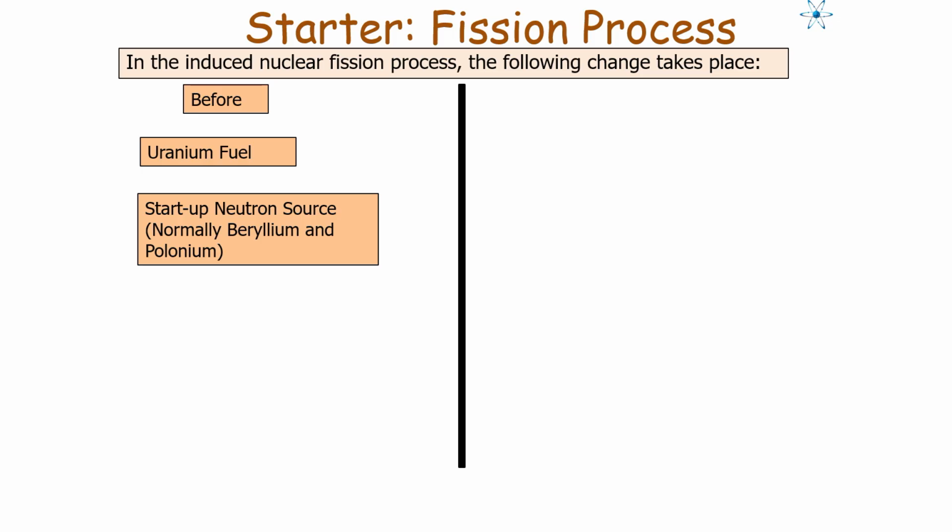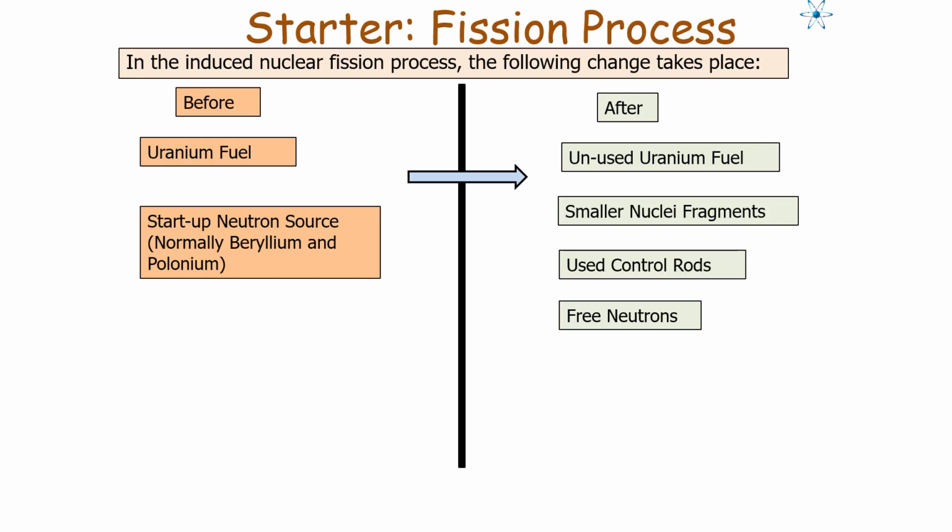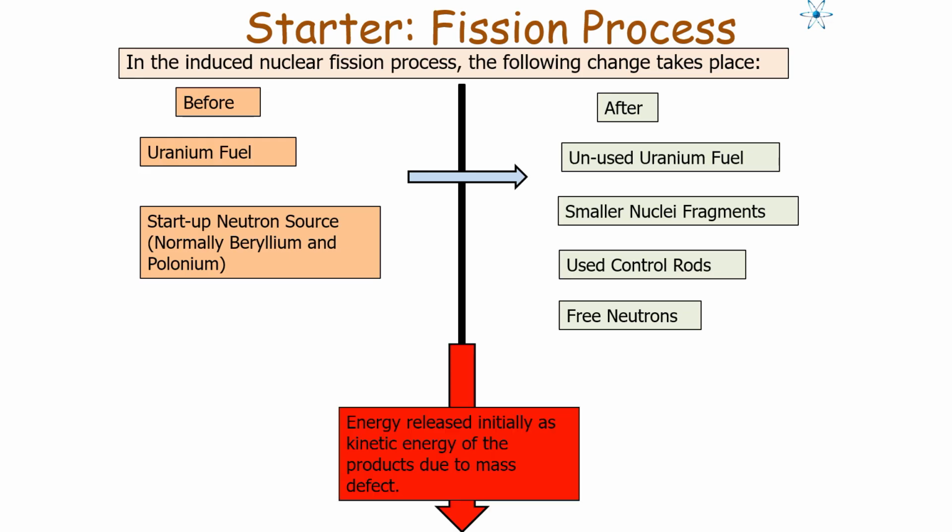So in an induced nuclear fission process, the following change takes place. Beforehand, you've got a uranium fuel and a startup neutron source, normally either beryllium or polonium. Then after the fission process, you'll have some unused uranium fuel, smaller nuclei fragments from the fission process itself, used control rods and free neutrons. And in addition to this, you'll have energy released as kinetic energy of the products due to the mass defect.